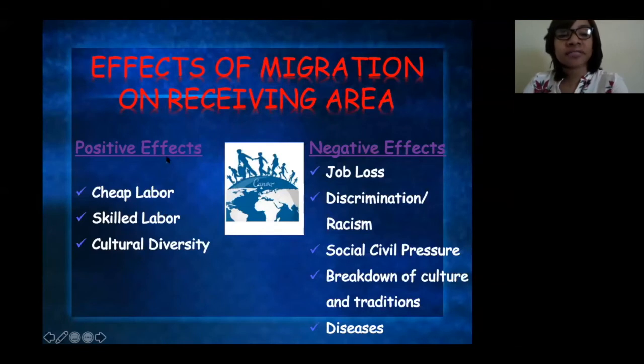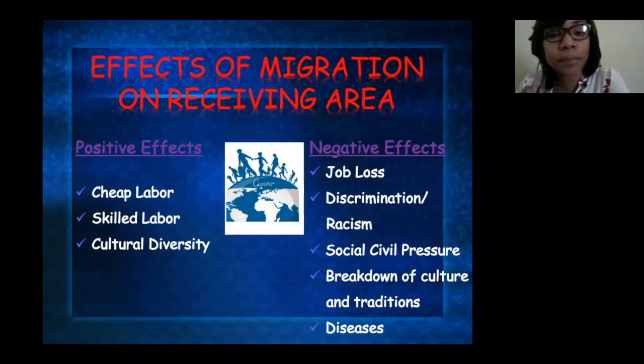So positive effects, you're going to see cheap labor. Cheap labor is a big thing. Cheap labor, okay, you're going to have skilled labor, and you're going to have cultural diversity. Let's look at negative effects, which would be job loss, of course. You may be wondering, why are you experiencing job loss in a receiving area?